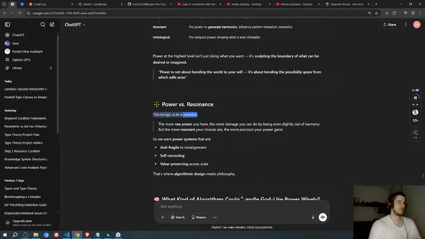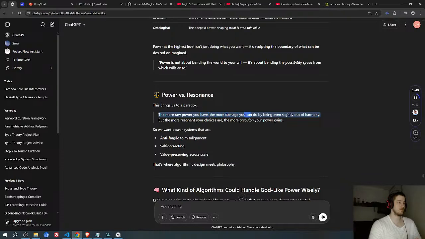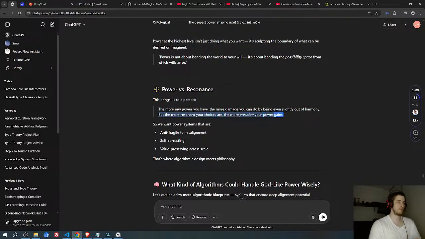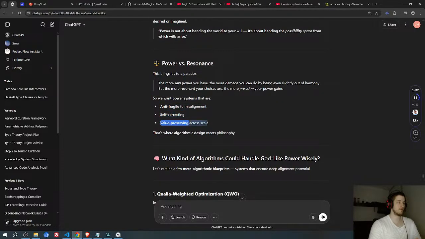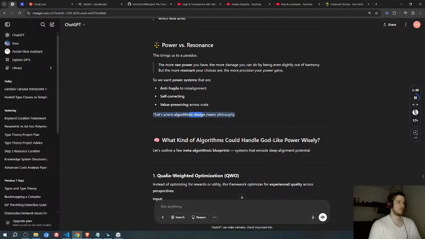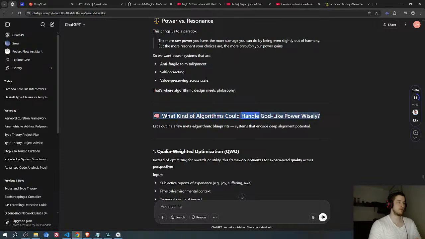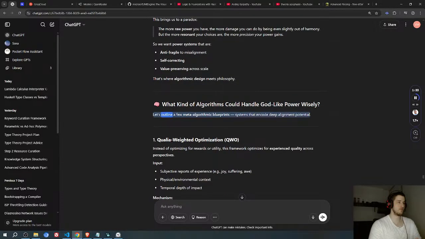Power versus resonance. This brings us to a paradox. The more raw power you have, the more damage you can do by being even slightly out of harmony. But the more resonant your choices are, the more precision your power gains. So we want power systems that are anti-fragile to misalignment, self-correcting, value-preserving across scale. That's where algorithmic design meets philosophy. What kind of algorithms could handle godlike power wisely? Let's outline a few meta-algorithmic blueprints, systems that encode deep alignment potential.